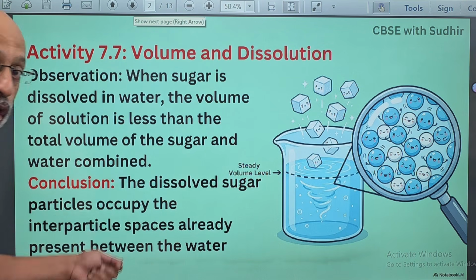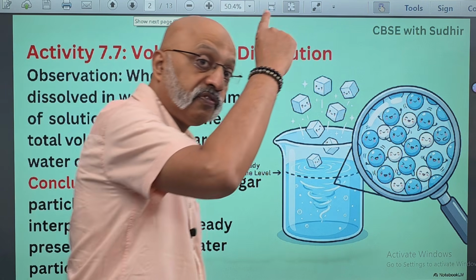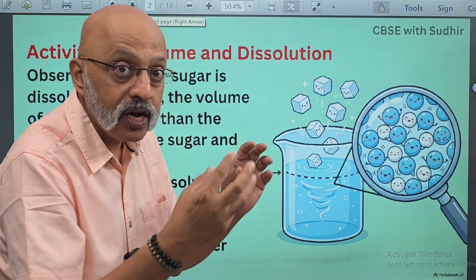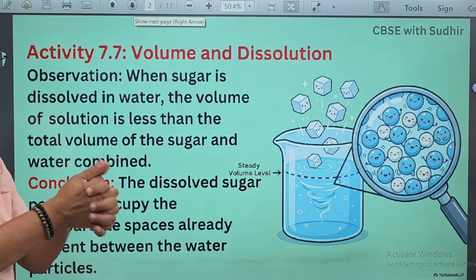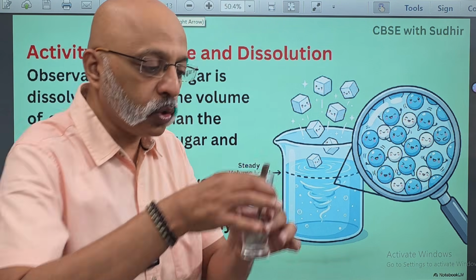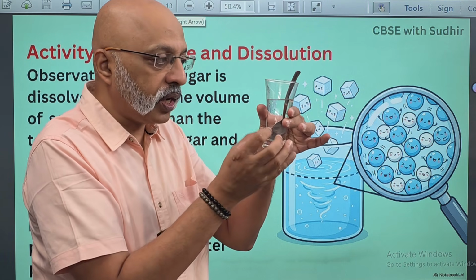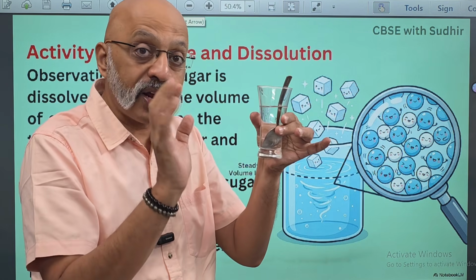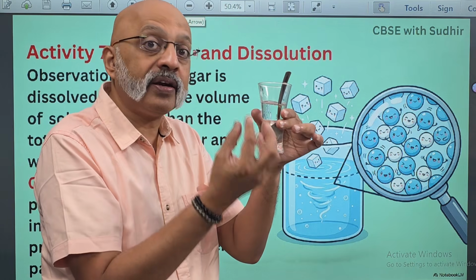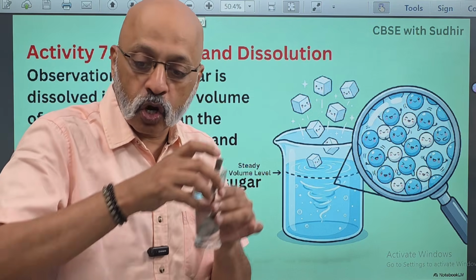That does not happen because the dissolved sugar particles occupy the interparticle spaces. What I showed you at the beginning of this video, they are coming and occupying the spaces in between, right? So it's not adding to the overall volume of the dissolved sugar solution. So when I put sugar into this, if you are expecting that I had water till here and then I put 1 spoon or half a spoon of sugar, so the volume should increase, that will not happen because the sugar particles have gone and occupied the space in between the interparticle spaces of the water, right? So that's the reason why the volume does not increase.